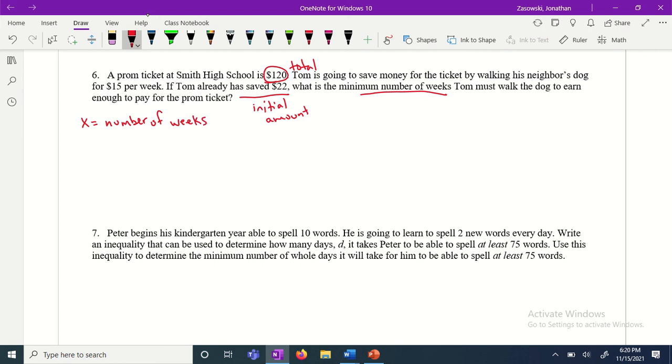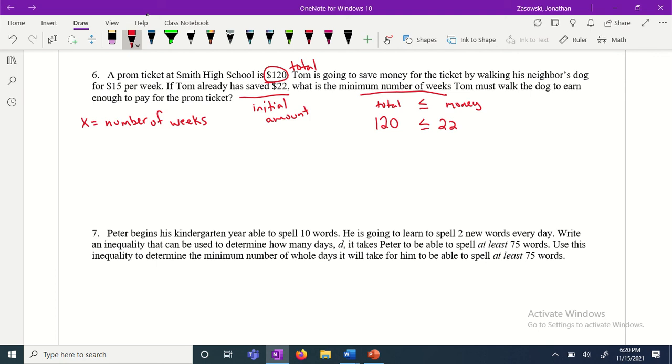I know I'm starting with 120, and I need to have at least this amount, right? It's a minimum amount. So I know that the amount of money I have needs to be greater than or equal to the total in order for me to go. Got to have that much. Now I have 22 to start with, and I'm getting $15 per week.